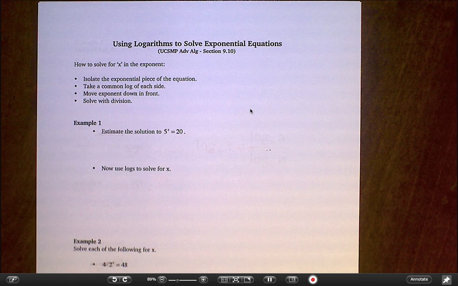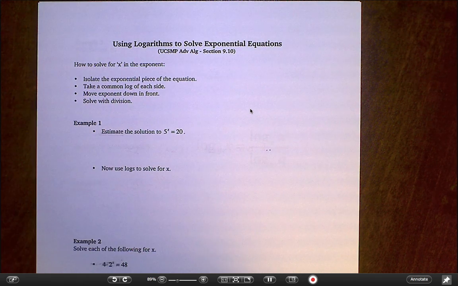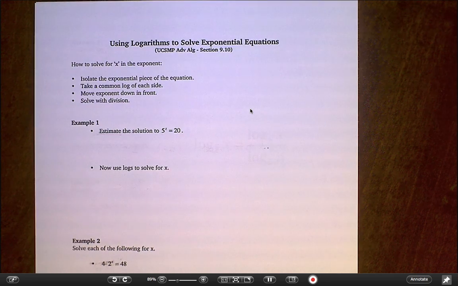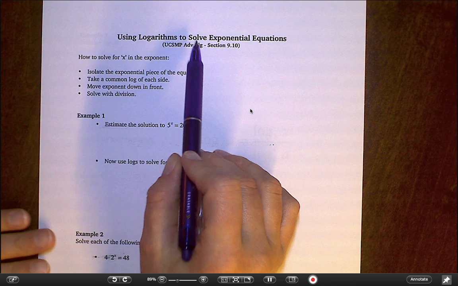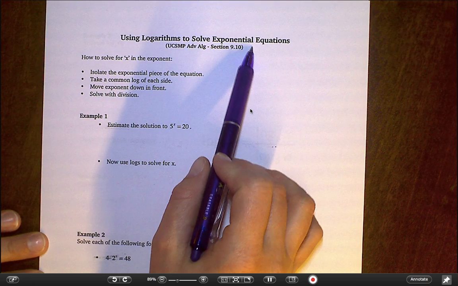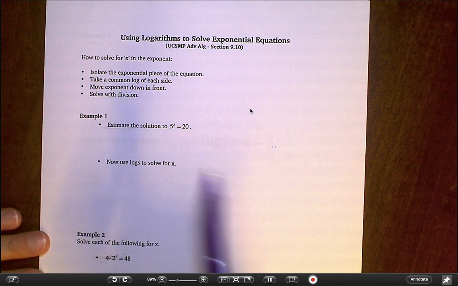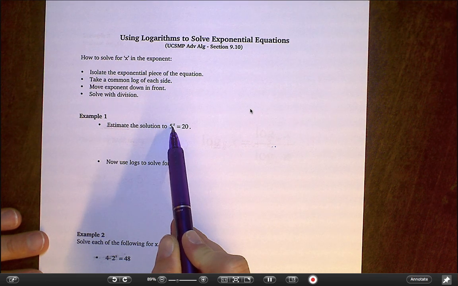So if you've been wondering this whole time, what is this crazy thing and why did we make it up? I think you're going to see that here. This is going to answer that question that's kind of been lingering throughout the chapter. So we're going to deal with solving exponential equations. And when I say solve, I mean figure out what x equals when x is located up in the exponent.